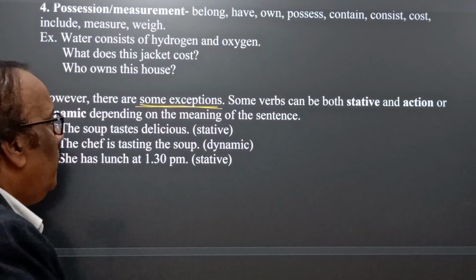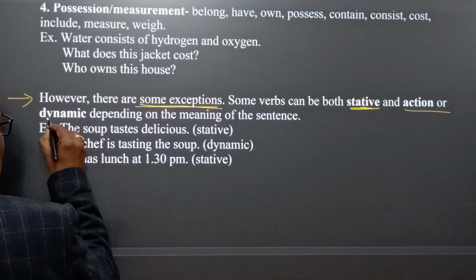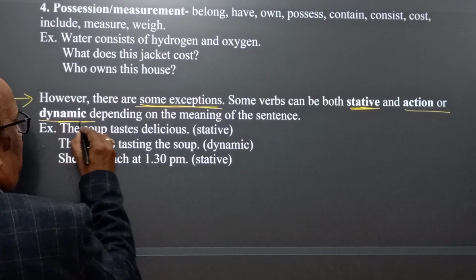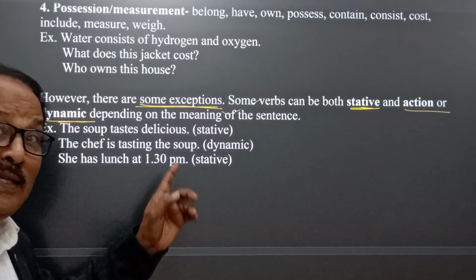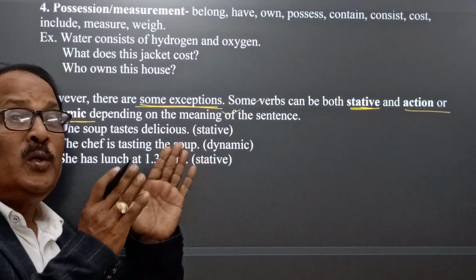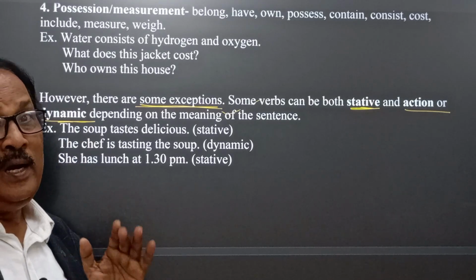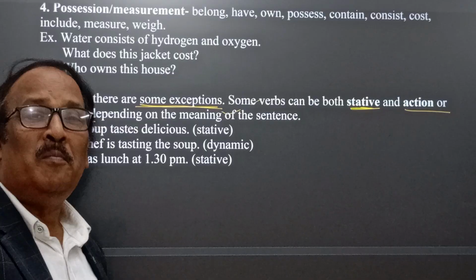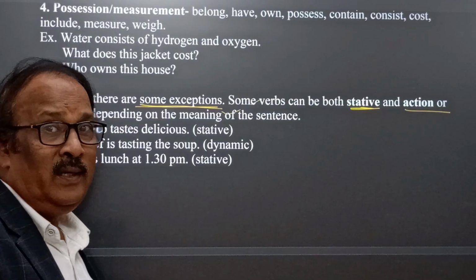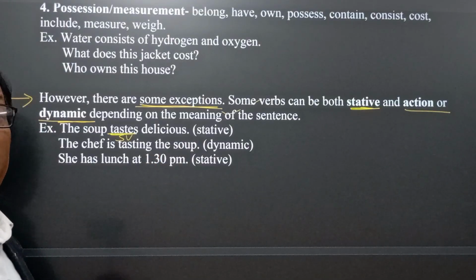Let's see. Some verbs can be both stative and action or dynamic. It depends on the meaning of the sentence. This is important. It means some verbs become stative and side by side action verbs or dynamic verbs or main verbs. How? Let's see. The soup tastes delicious. It is a stative verb.